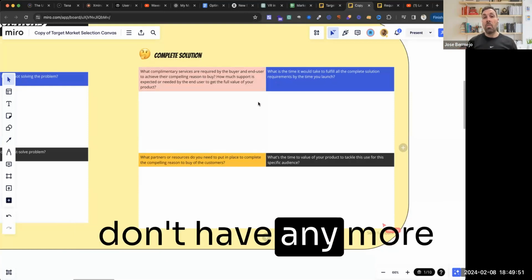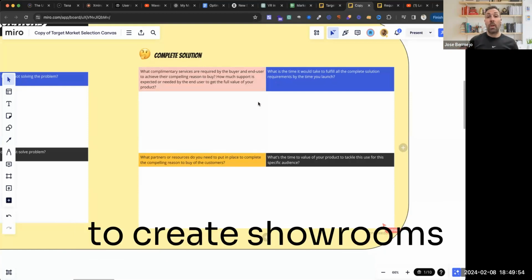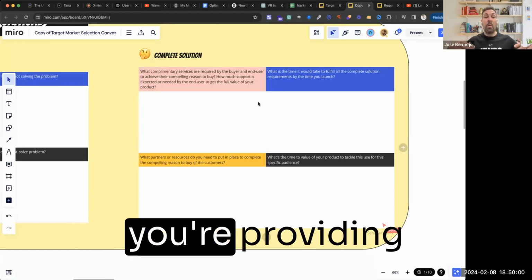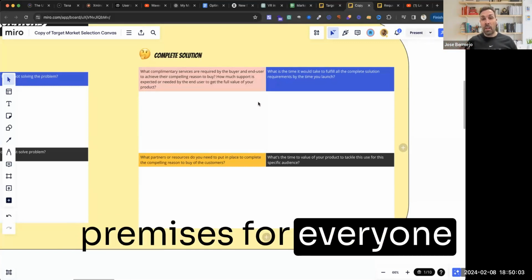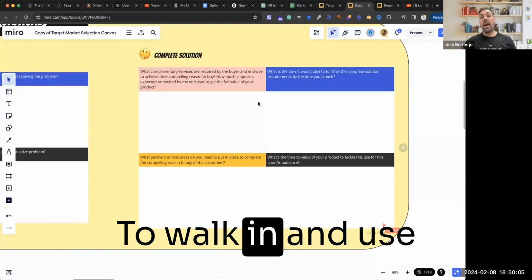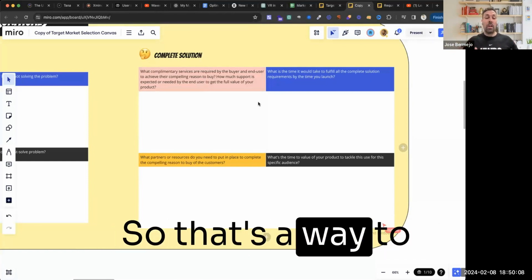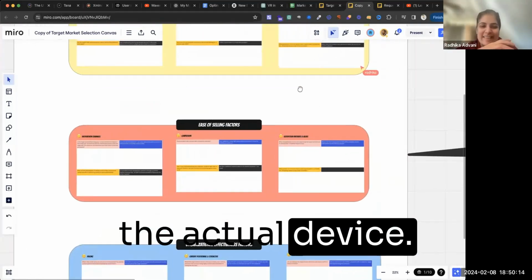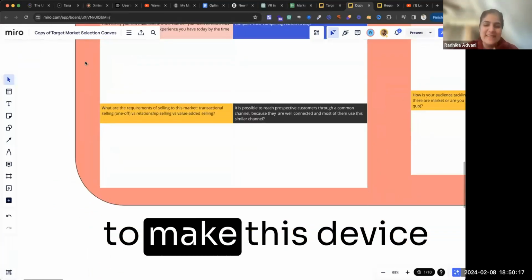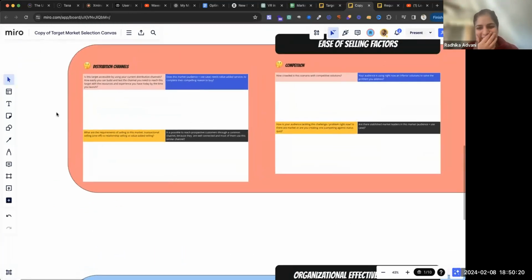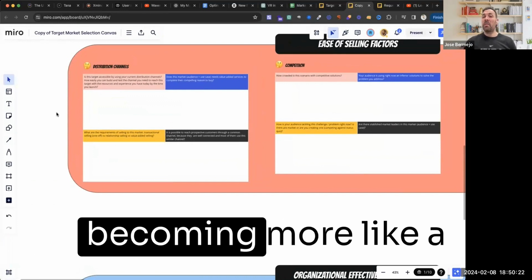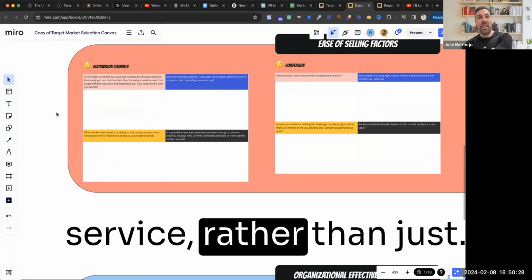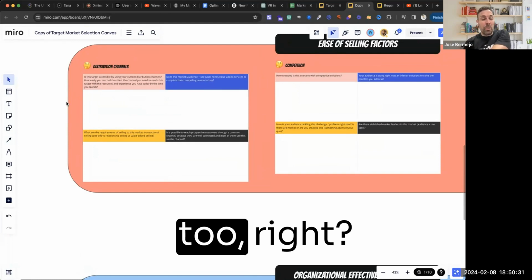So they don't have any more to create showrooms and to spend money on their own showrooms. They come in and you're providing premises for everyone in the real estate sector to walk in and use your solution, right? So that's a way to provide the full solution. Yeah. So it became less of the actual device. It became more of like the other things to make this device do what I want to do. Exactly. Actually, you're becoming more like a service, a showroom service, right? A virtual showroom service rather than just a virtual reality tool, right?